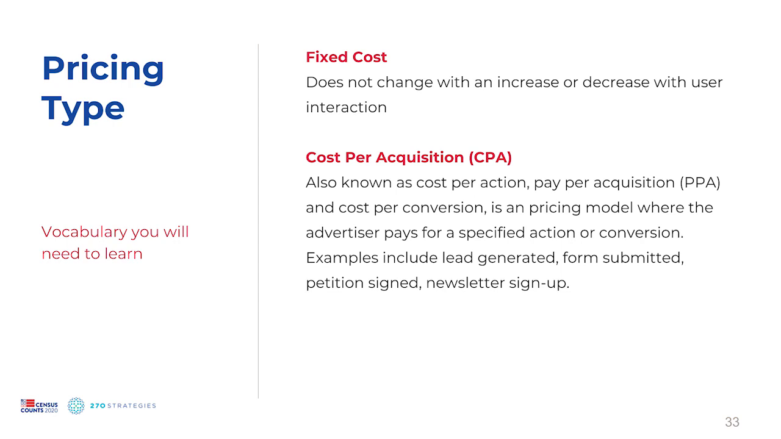Cost per acquisition, also known as cost per action, cost per acquisition, or cost per conversion, is a pricing model where the advertiser pays for a specific action or conversion.